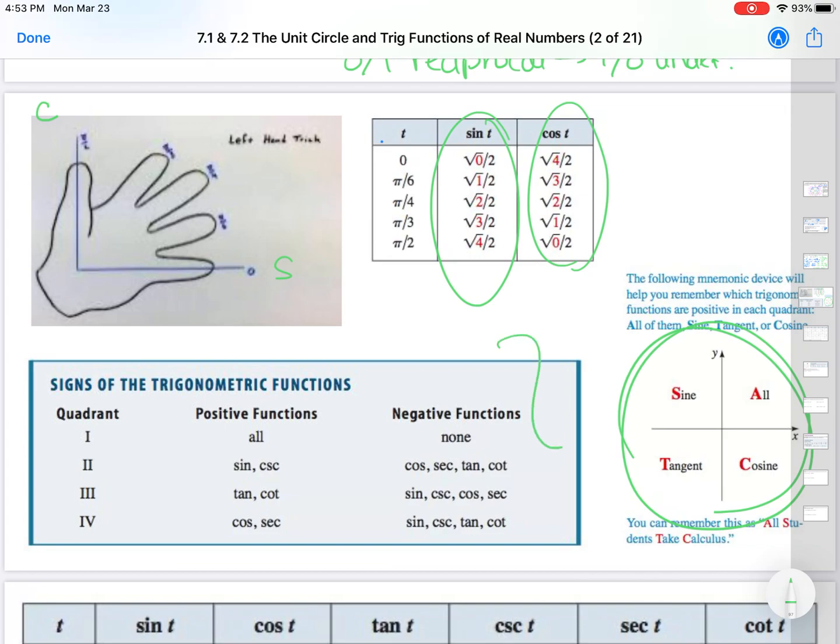And kind of just explaining, kind of going back, what happens in each quadrant with all students take calculus. First quadrant, everything is positive no matter what. Second quadrant, sine and cosecant end up being positive because that's really just flipping the number over. So the reciprocals kind of go hand in hand. But so all students take calculus. That's because sine, tangent, and cosine are positive in their respective quadrants. Okay.